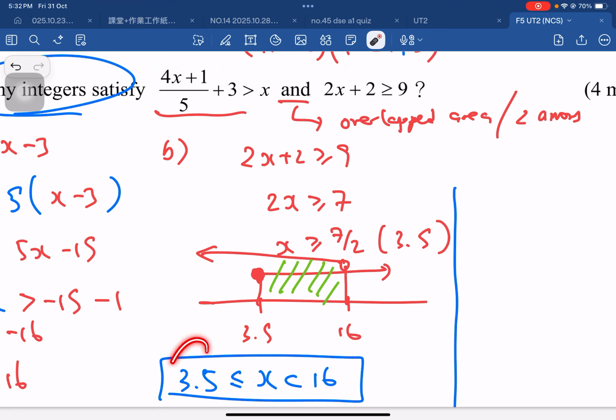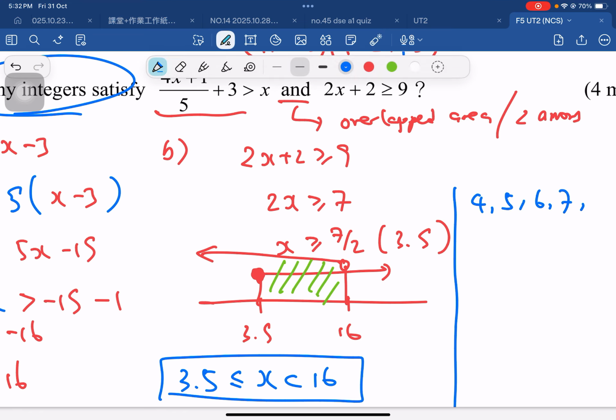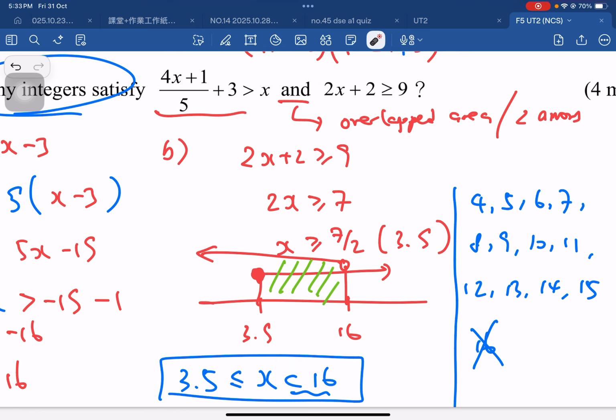So 3.5, we don't include it because it's not an integer. The next integer satisfied is going to be 4. So I have 4, 5, 6, 7, 8, 9, 10, 11, 12, 13, 14, 15. But 16 doesn't count because it's not included. Then we can count how many numbers there are. There's actually 12. So the answer should be 12.